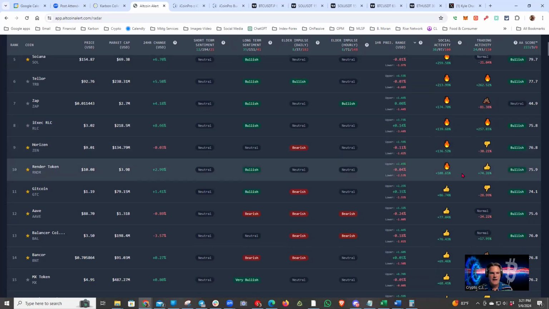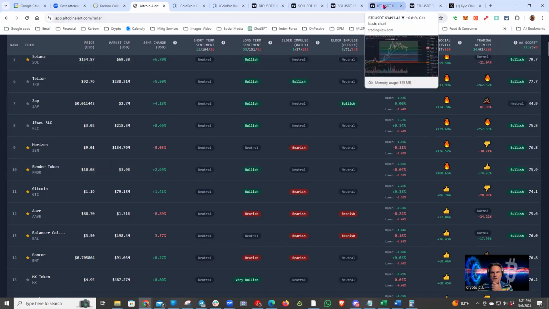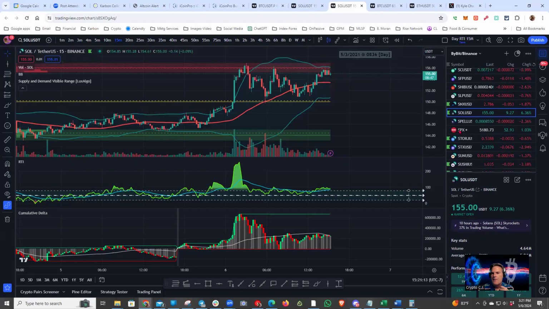Render is one that caught my eye earlier. This is one I like to trade. And we're up a couple percent, and we got fire and a thumbs up. Let's look at this as both a day trade and a swing trade.